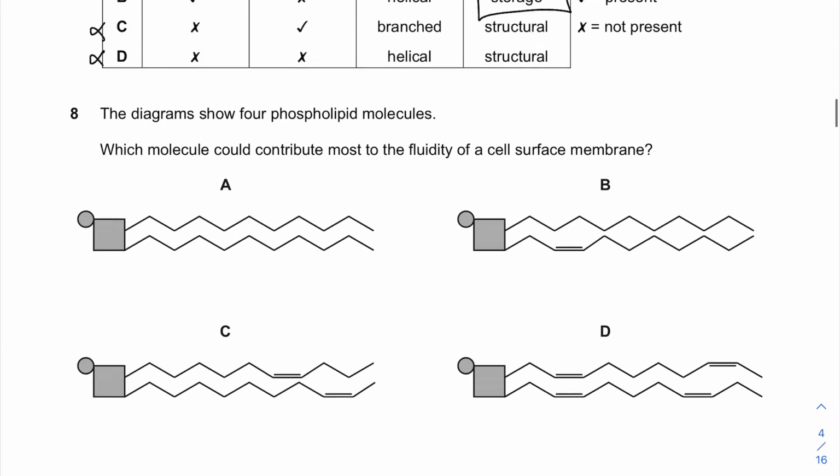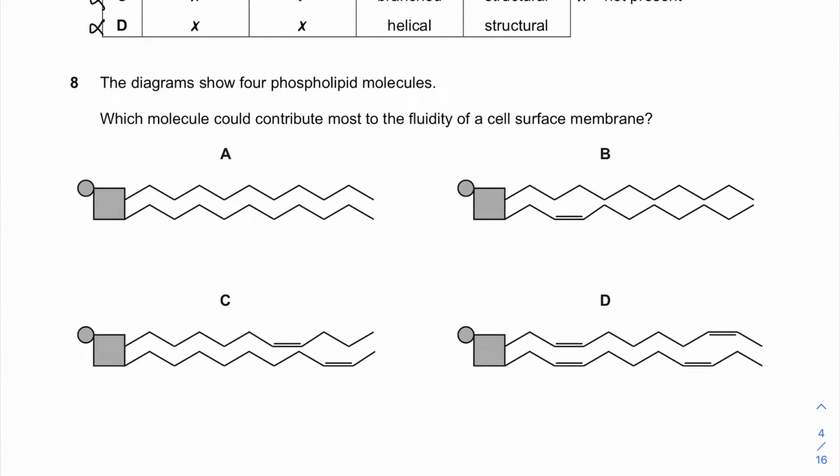The diagrams shows 4 phospholipid molecules. Which molecule could contribute most to the fluidity of cell surface membrane?